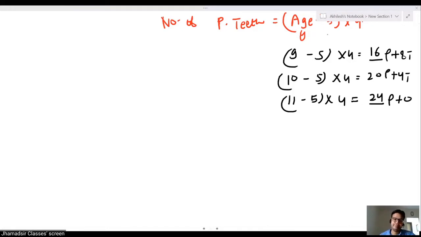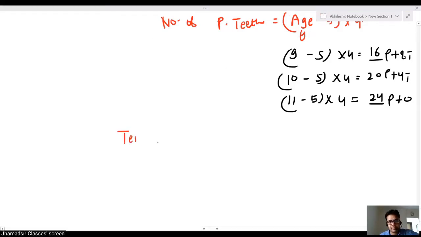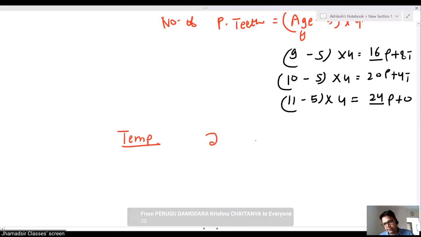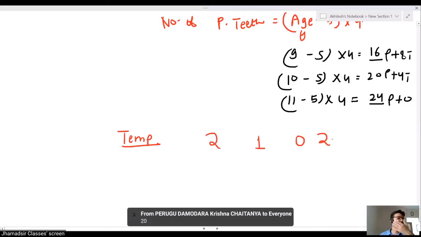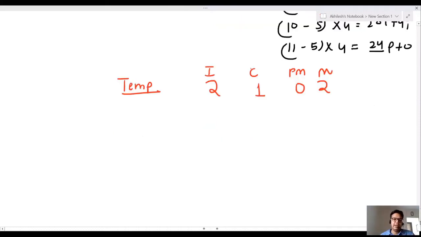Okay, very good. Now, sir, as I told you, how many temporary teeth do you have? 2 1 0 2 in one quadrant. Two are incisor, one is canine, 0 premolar, 2 molar in one quadrant. In place of these temporary teeth, what do we get? Permanent teeth. Permanent teeth in one quadrant are 2 1 2 3.